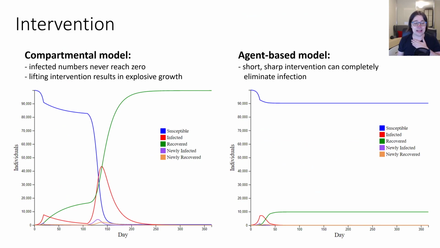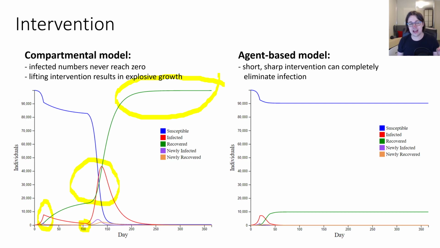So in the compartmental model, you'll see that the infected numbers, after you do the intervention, the intervention happens here. You get a nice steady decrease, but it never reaches zero. There's still some people who are infected. So when you release those interventions, when you let people out of their homes and start going back onto public transport and visiting restaurants and their workplaces, that infection comes roaring back, and pretty much everyone ends up being infected.